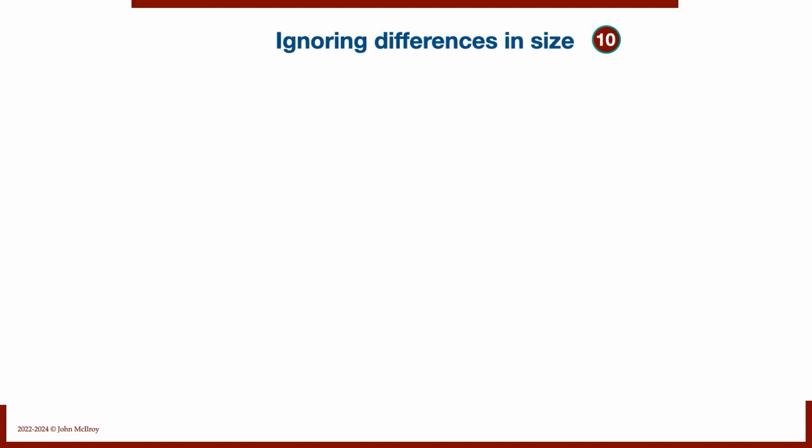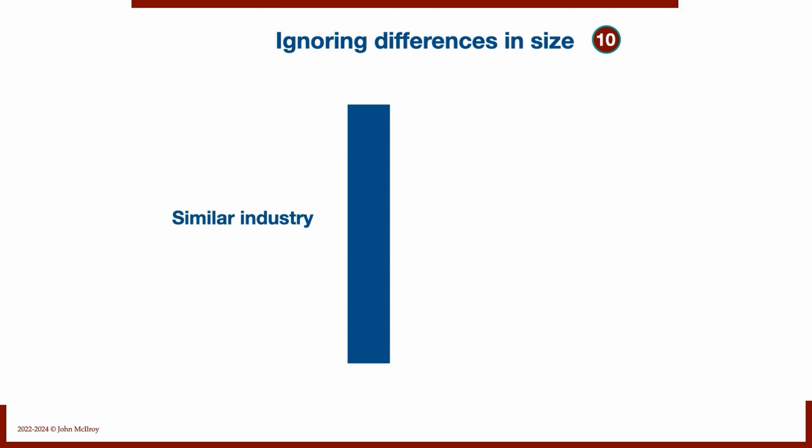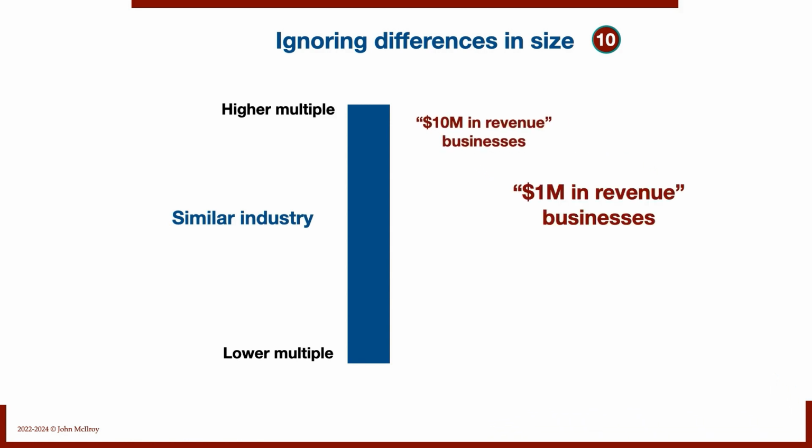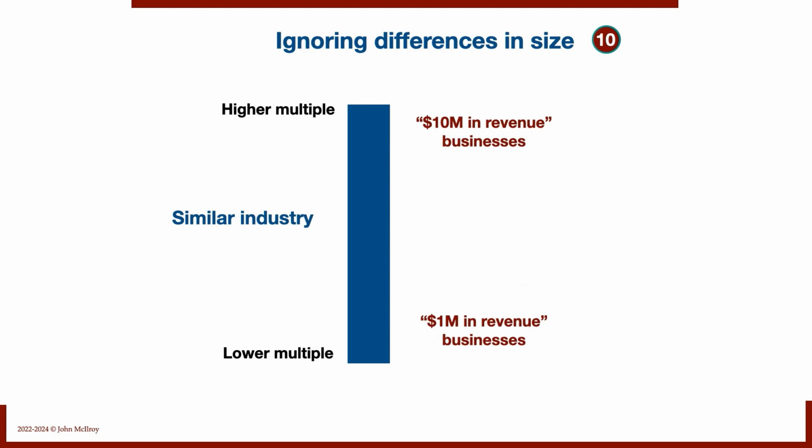So we do have differences based upon industry. We also have differences based on size. We could have two businesses in the same industry. One would have a higher multiple, the other one a lower multiple, based upon how big they are. 10 million in revenue, it trades at a higher multiple. Only $1 million in revenue, that's going to trade for a lower multiple.